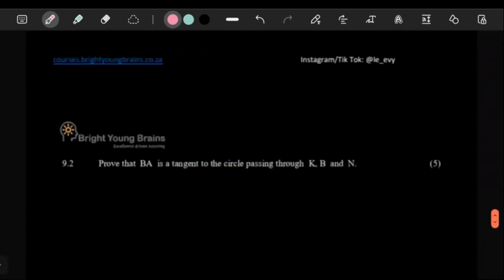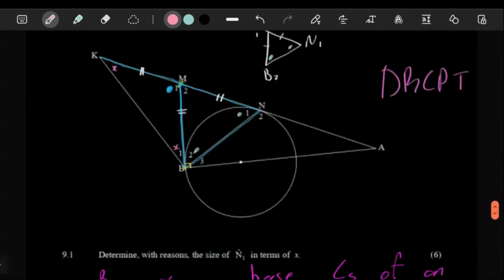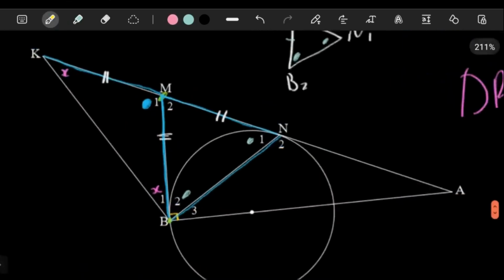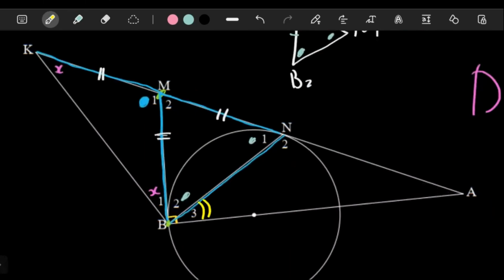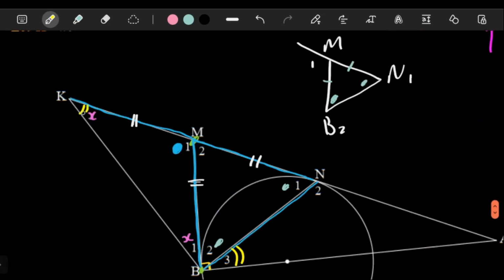So 9.2 says, prove that BA is a tangent to the circle passing through K, B, N. Where's BA? BA is this one. You should prove that it is a tangent to the circle passing through B, K, N. Okay, so one way you're going to do that is you just need to show that this angle here is equal to this angle there.